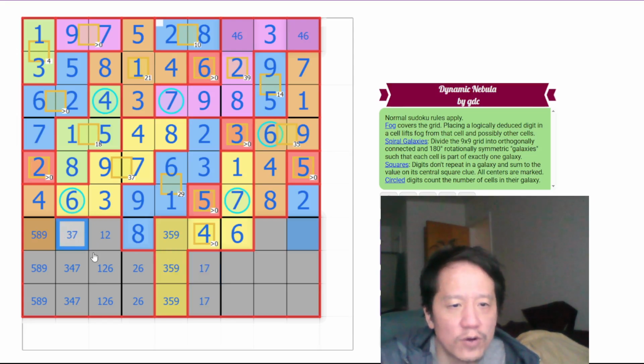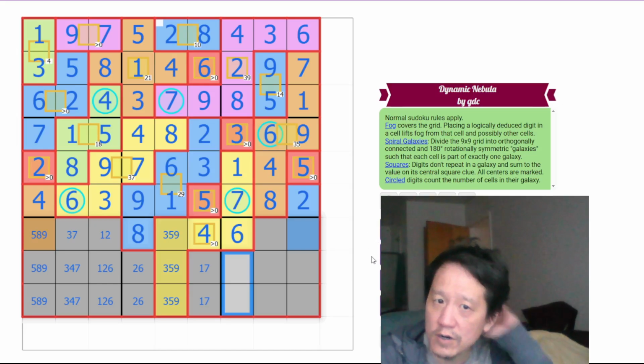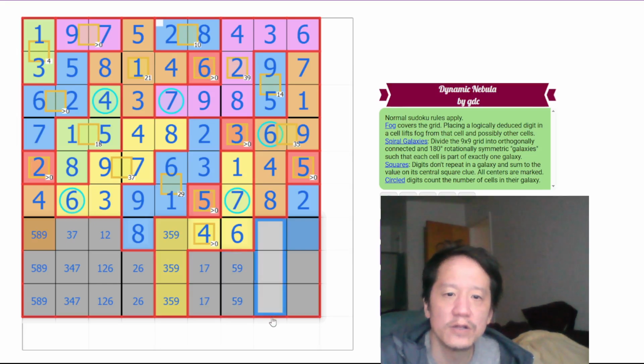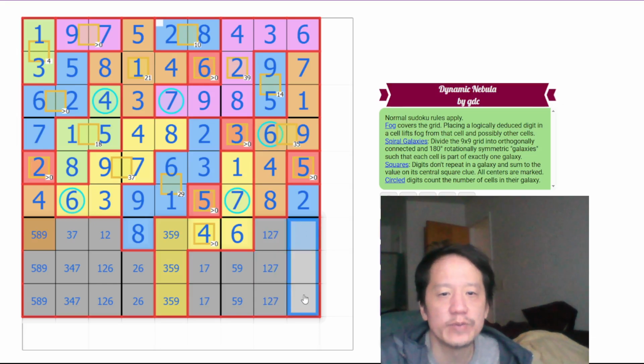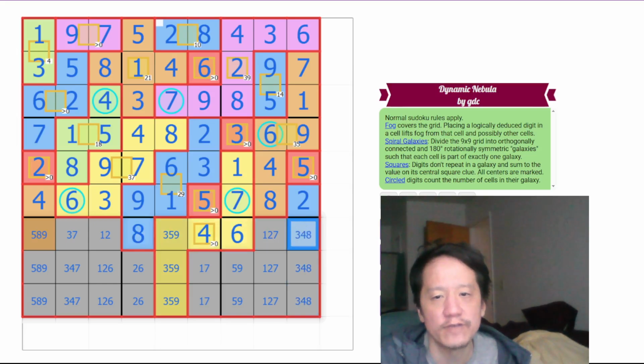This can't be 4. This 6 eliminates that from being a 6. So this is 4, this is 6. I think that's cleared now. Yep. Remaining digits in column 7 are 5 and 9. Remaining digits in column 8 are 1, 2, 7. Remaining digits in column 9 are 3, 4, and 8. But this can't be 4, 8, therefore that forces this to be 3, which makes this a 7.